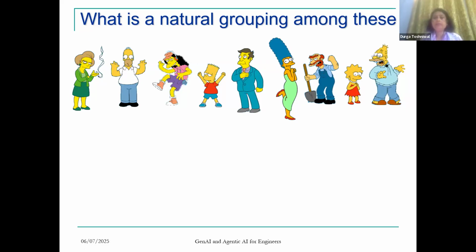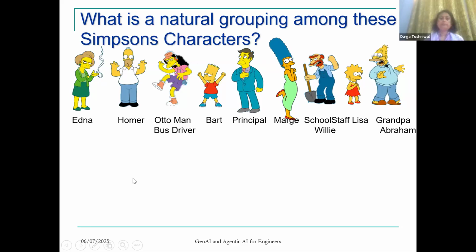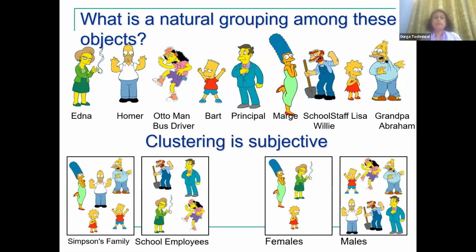So there can be so many ways of identifying groupings in the data. For example, male versus female. So that could be one way. Or there could be another way where we are looking at the direct Simpsons family and where we are looking at the extended family, maybe the school employees and all that. And there can be other ways also, maybe based on the height, maybe based on the relationship and so on and so forth. So, given a set of points, clustering is really very subjective.